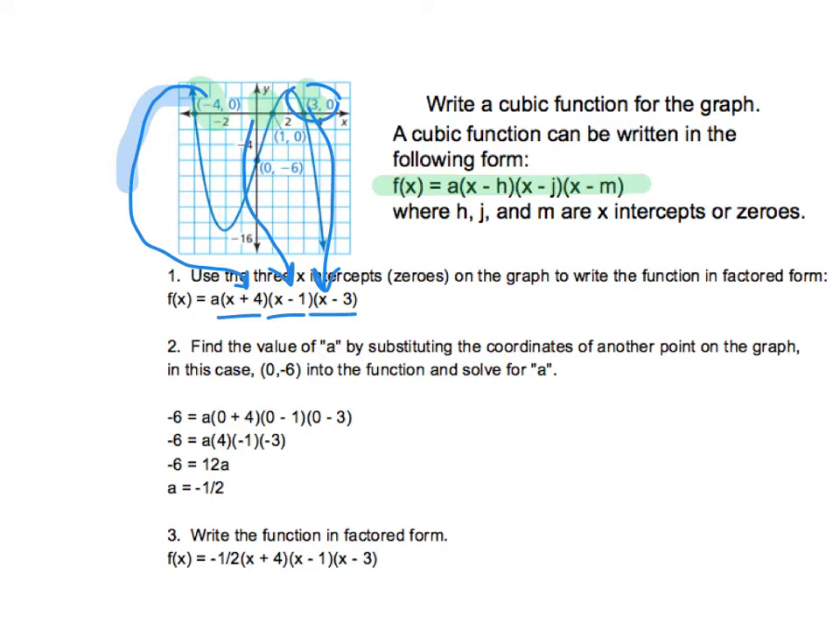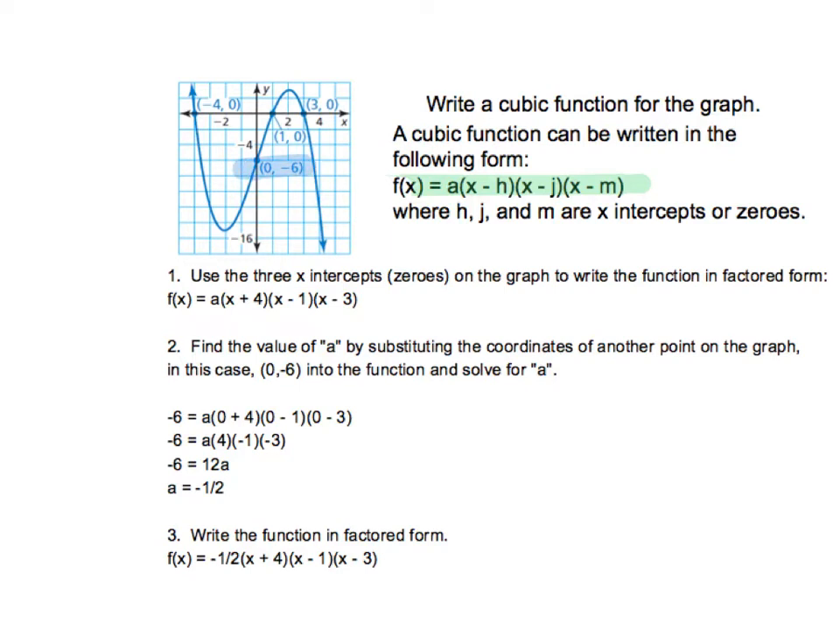And then step 2 wants you to find the value of a by substituting the coordinates of another point on the graph. So if you notice, not only does it have the three ordered pairs of the x-intercepts, but it also has another ordered pair. Let's highlight it in blue. That 0, -6 is another ordered pair.